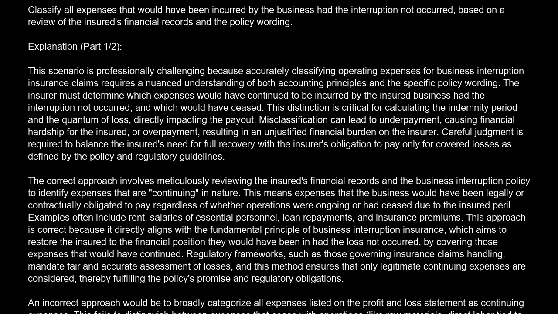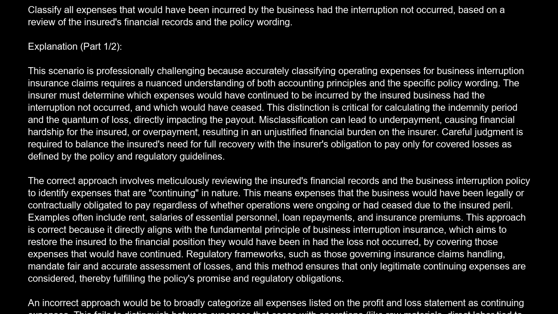Examples often include rent, salaries of essential personnel, loan repayments, and insurance premiums. This approach is correct because it directly aligns with the fundamental principle of business interruption insurance, which aims to restore the insured to the financial position they would have been in had the loss not occurred, by covering those expenses that would have continued. Regulatory frameworks, such as those governing insurance claims handling, mandate fair and accurate assessment of losses, and this method ensures that only legitimate continuing expenses are considered, thereby fulfilling the policy's promise and regulatory obligations.